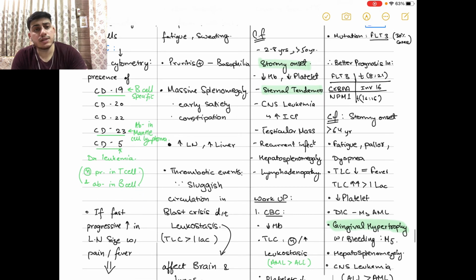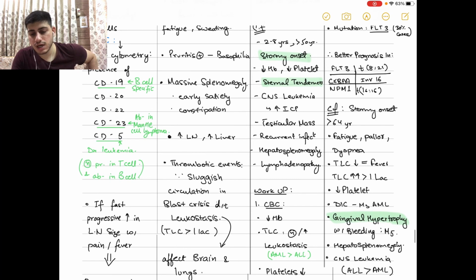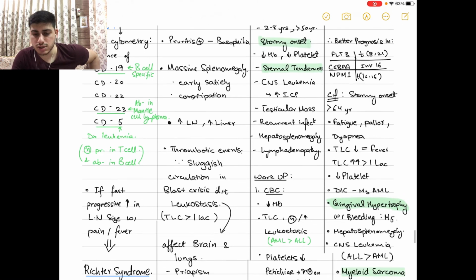And there are markers for a better prognosis. The disease itself has a very bad prognosis, but still if these genes or these factors are present, then we can say that within this disease it's still better, not that bad. These are FLT3 gene, CEBPA, NPM1, translocation 8;22, inversion 16, and t(16;16) translocation.